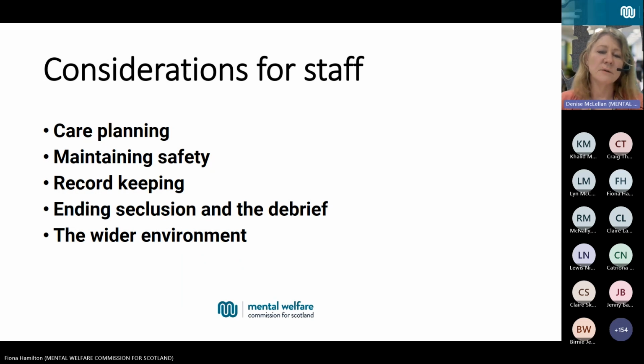It can be challenging, however, trying to maintain safety, but also balancing this with respecting the dignity of someone where they would like some level of privacy, because obviously they have to be observed for safety.